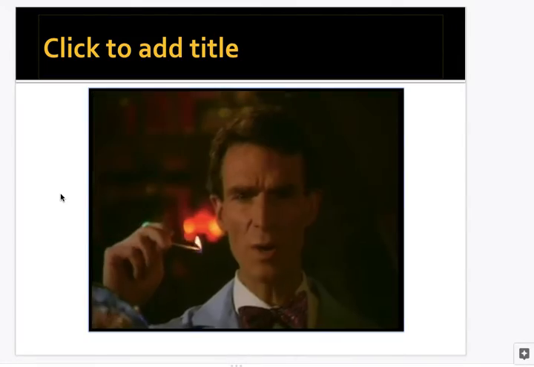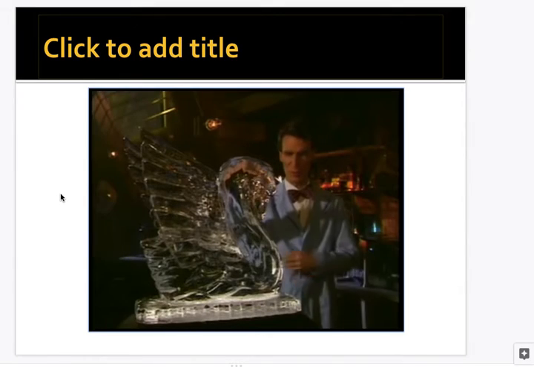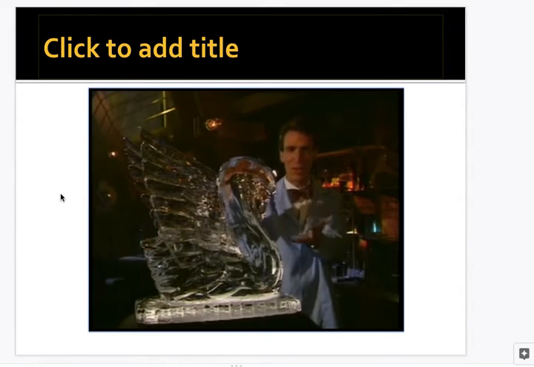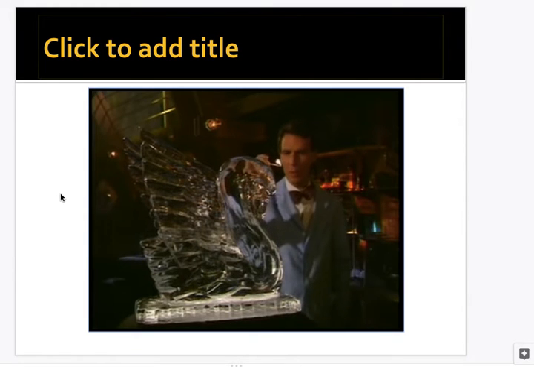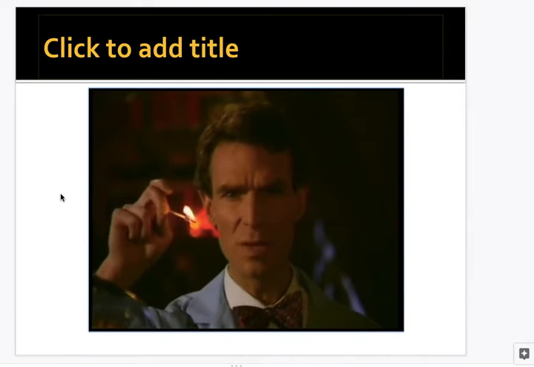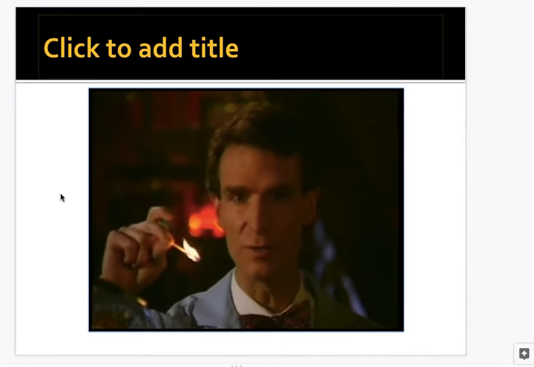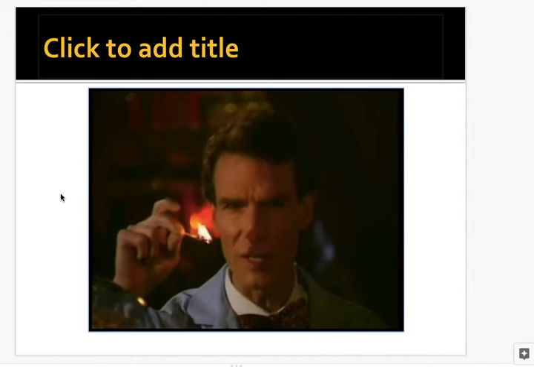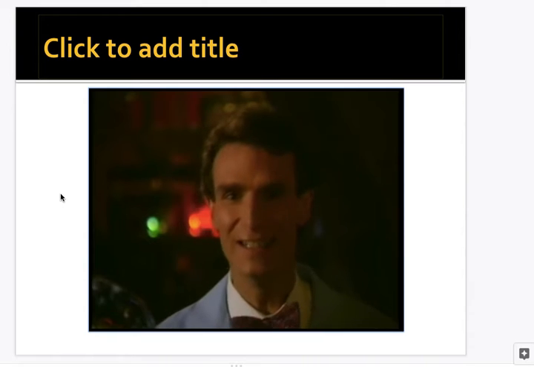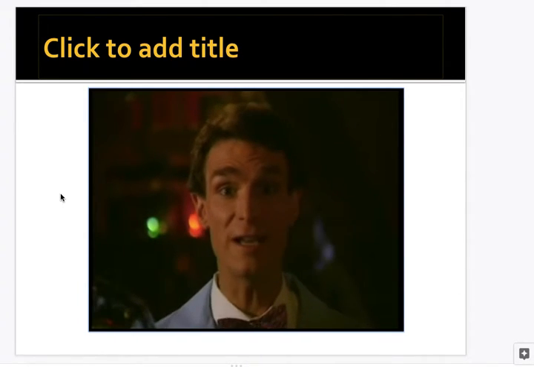Here's a question. Which has more heat energy? This hot burning match or this beautiful ice sculpture of science? Well, the match is hot, right? Sculpture's cold. Well, they're both made of molecules, right? But which has more molecules? The ice sculpture. A lot more molecules. So although they're much colder than the match, they actually have more heat energy. More molecules, more heat energy.